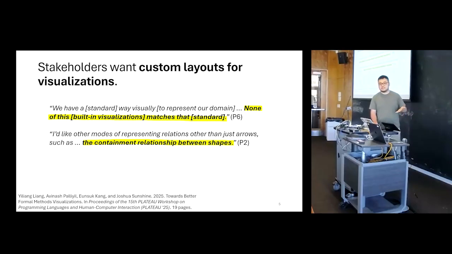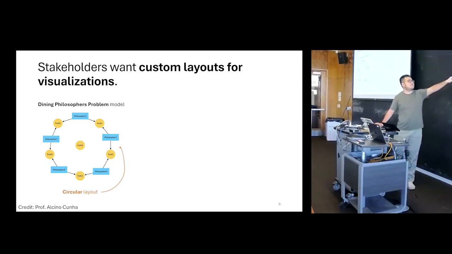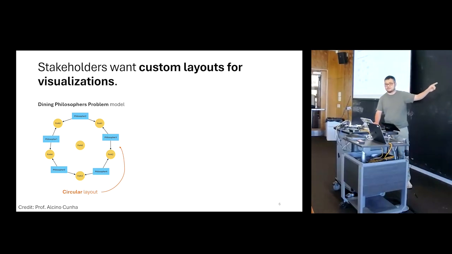So let me show you some of these custom visualizations that people have made. The first, for the Dining Philosophers problem, you can see that there are some important customizations that the stakeholders actually care about. In particular, some of the nodes are laid out in a circular layout, just like how a stakeholder would think about the problem domain.